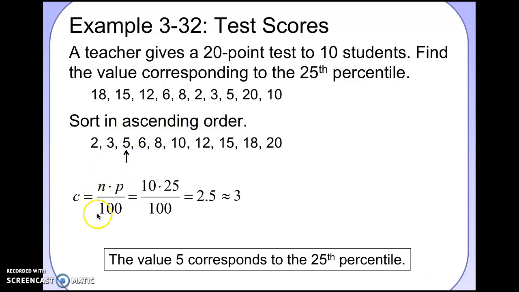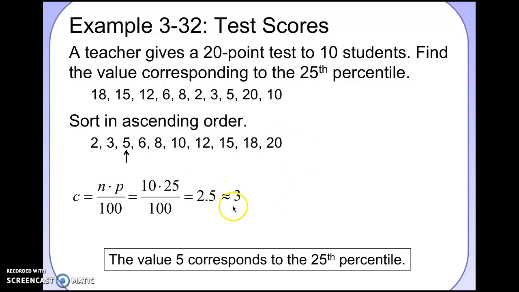We use the formula down here to figure out what that percent is. So we take n, and n is the total number of values, and p is the percentile. So I want 10 students and the 25th percentile, so 10 times 25, and divide that by 100. That will give you 2.5. Since this C value is not a whole number, we are going to round up.